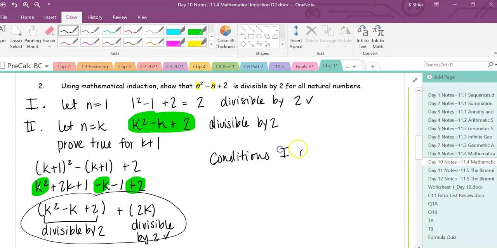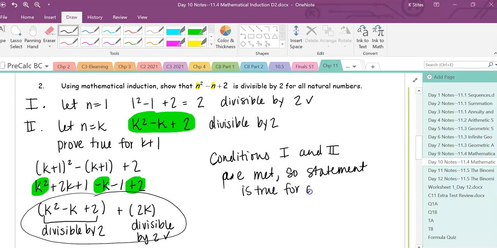Okay, conditions 1 and 2 are met. So our statement is true for all natural numbers.